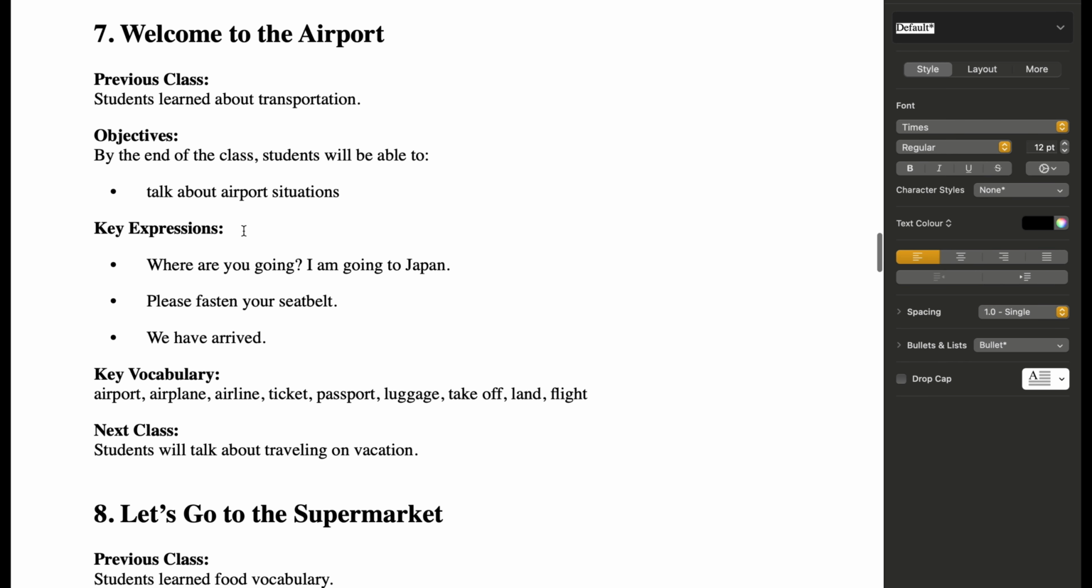Welcome to the airport, right? So here we learn about transportation in the previous lesson. For this lesson, they're going to talk about airport situations. Where are you going? Remember, we learn about the country. Please fasten your seatbelt. We have arrived. These are all conversations, like things they would hear when they're traveling.